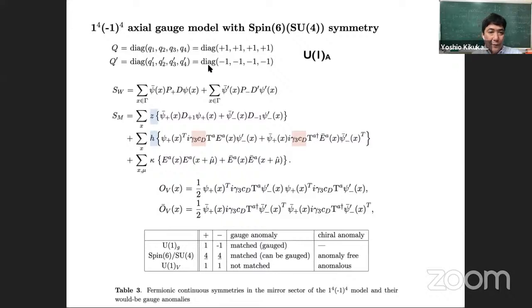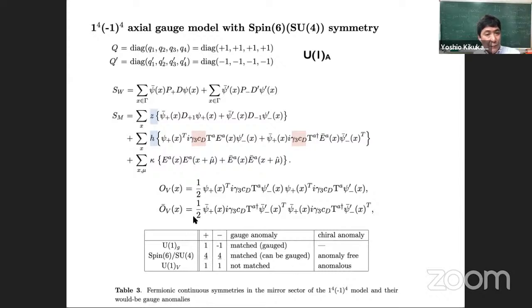If we formulate this theory, the mirror fermion sector has this kind of symmetry. U(1)_G is the gauge U(1) symmetry. We have a Spin(6) symmetry, and also the original U(1)_V symmetry, but this is not conserved. It is anomalous. And the SU(4) = Spin(6) symmetry is gauge invariant and anomaly free.